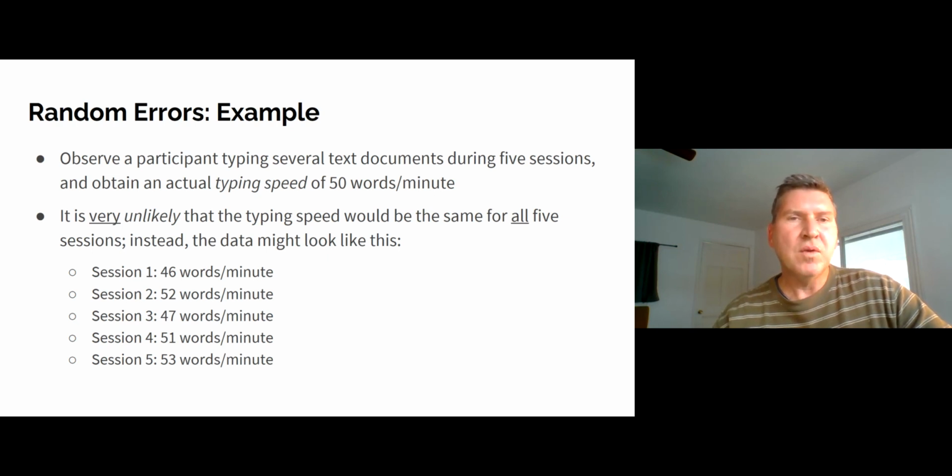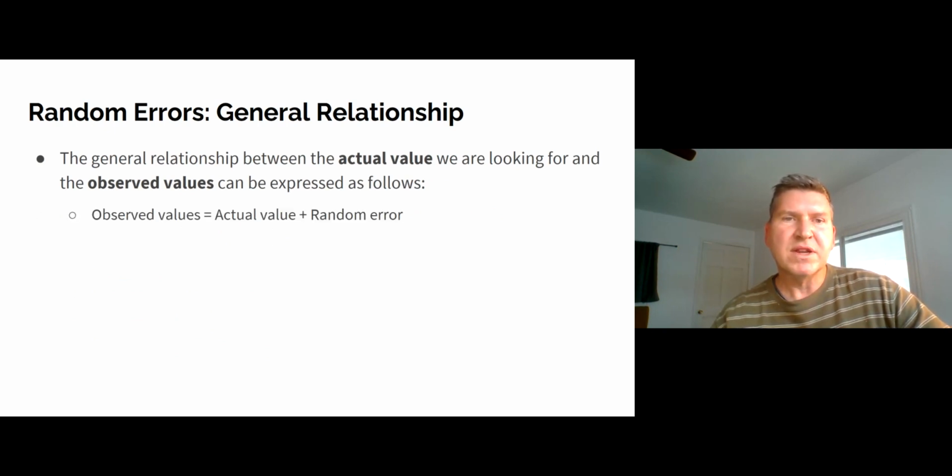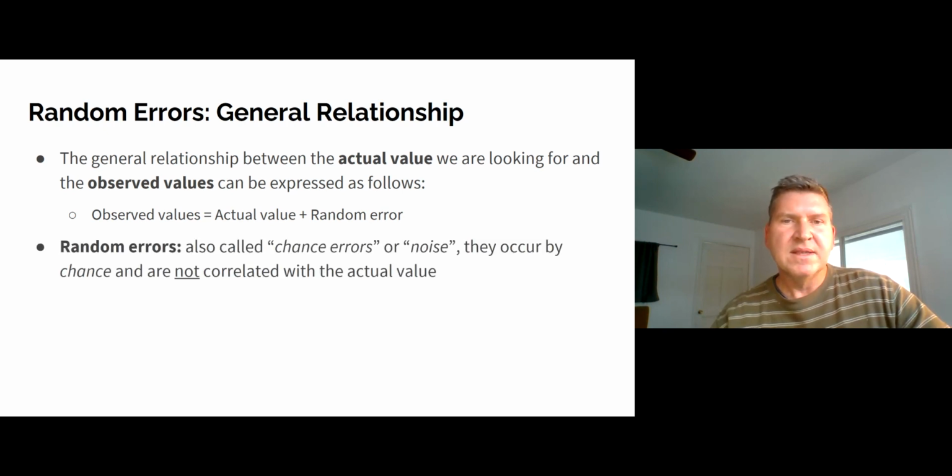And this is very normal, but you're going to notice that the relationship between the actual value we're looking for and the observed can be expressed like this. So the observed value is the actual value plus random error. So these could be considered noise. That's often how it's referred to. And sometimes you hear it referred to as chance errors. They occur by chance and they're not correlated with the actual value, meaning they're not consistent each time. They're as random as we saw in the previous example.